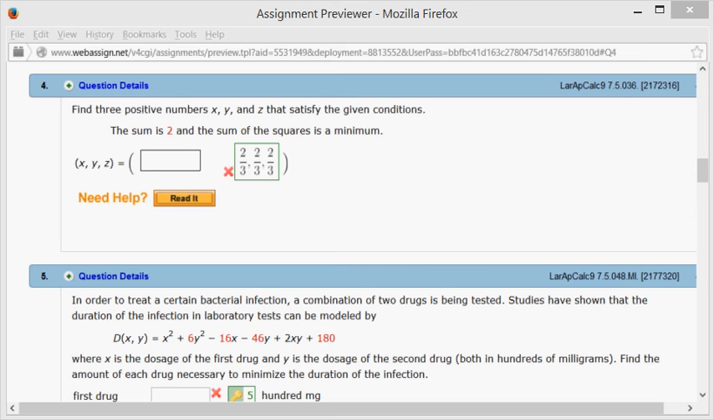Alright, let's look at the homework 7.5, 7.6, problem number 4. We want to find the three positive numbers x, y, and z so that the sum of them is equal to 2 and the sum of the squares is the smallest. Alright, so let's do that.